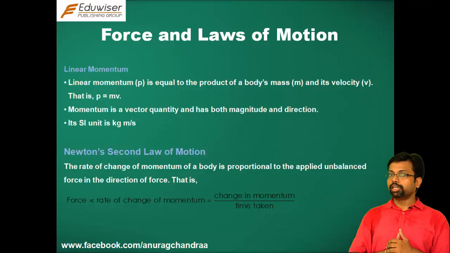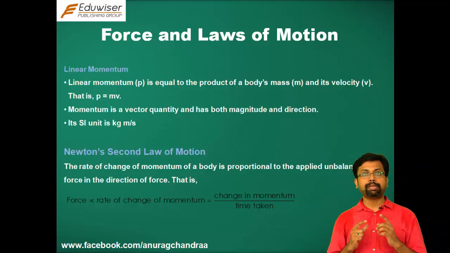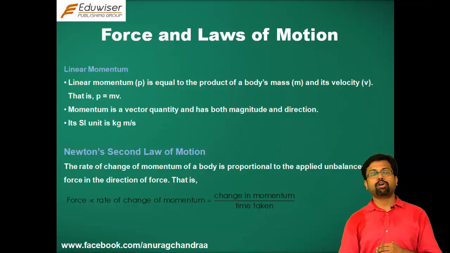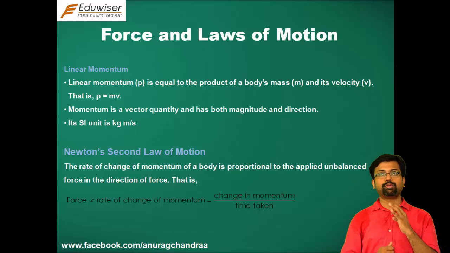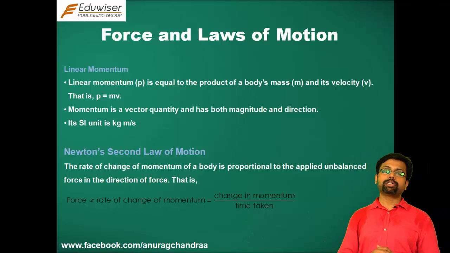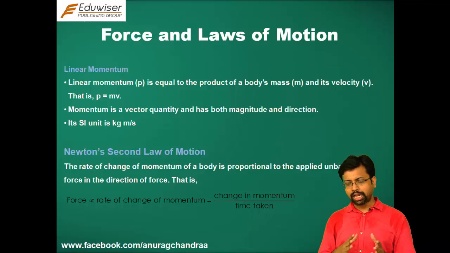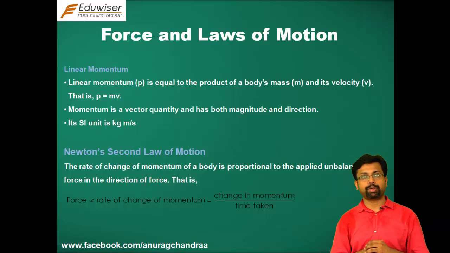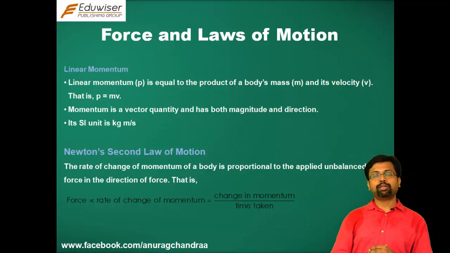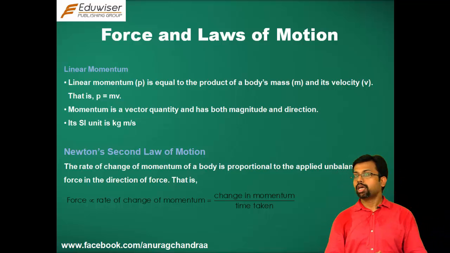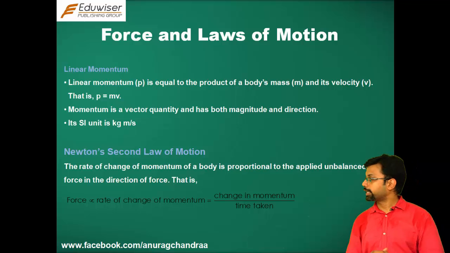Linear momentum is denoted with the letter P, and P is equal to the product of mass m and velocity v. So P is equal to mv. Since velocity is a vector quantity, linear momentum is also a vector quantity, and the direction of linear momentum is the same as the direction of velocity or direction of motion of the body. The SI unit of linear momentum, since it is a product of mass and velocity, will be kilogram meter per second.